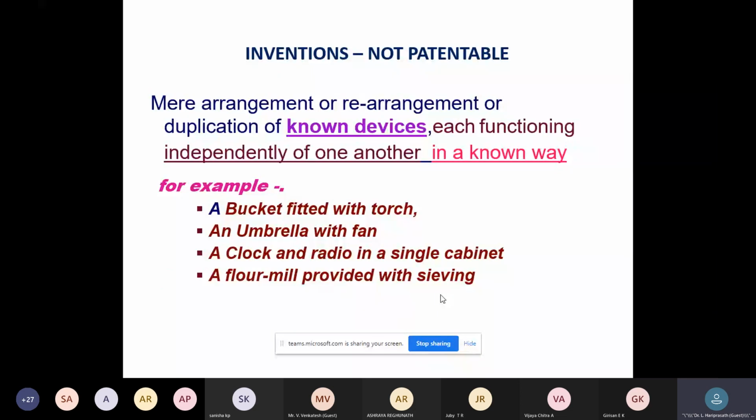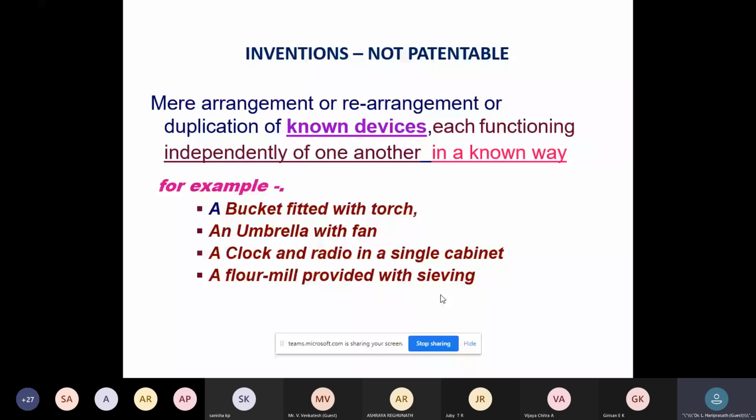And a mere arrangement of already existing devices. For example, a bucket fitted with a torch. You have a bucket, you already have a torch, and you're just fitting the torch in the bucket. So this is not an invention. It is just an innovation. There is a difference between an invention and an innovation. When you think of new ideas, that is an innovation. But when invention comes, your novelty stands first. It should be novel in all aspects.